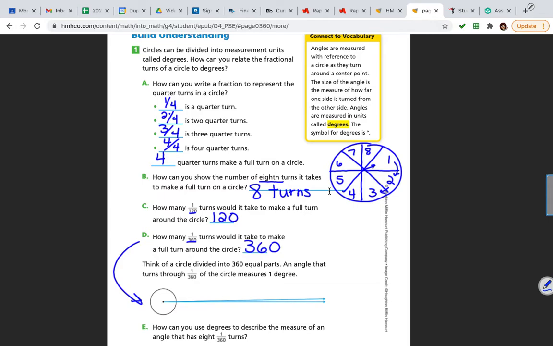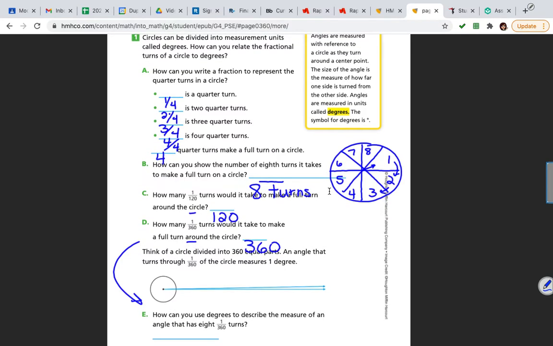Okay? E, how can you use degrees to describe the measure of an angle that has 8 360 turns? So it's right there. It would be 8 of these little slivers like this. So 8 of the 360, it would be 8 turns. 8 degrees. Or we can write 8 degrees.